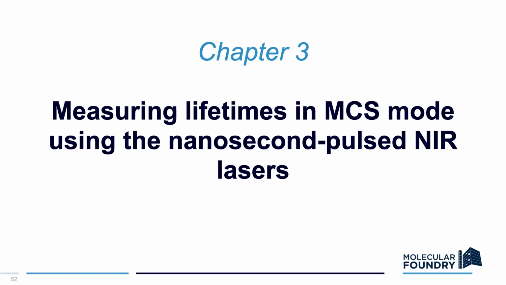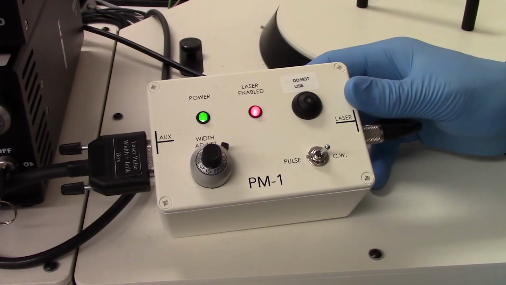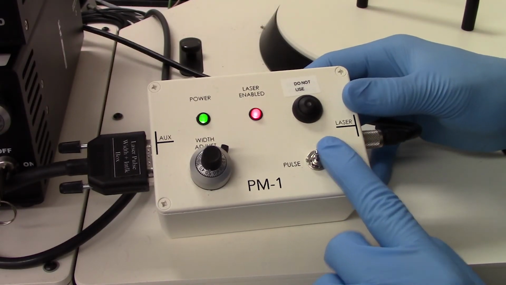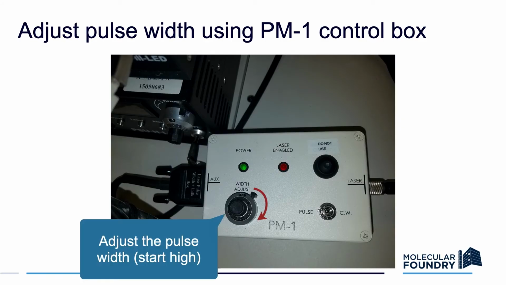In the next chapter, we'll talk about measuring lifetimes in MCS mode. First, we need to switch our infrared laser into pulsed mode, so we'll go back to our PM1 control box and flip the switch to pulsed mode. Previously, we had set this to CW. Next, we'll adjust the pulse width.